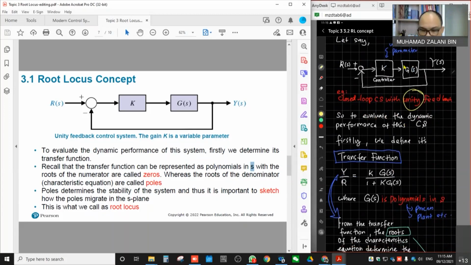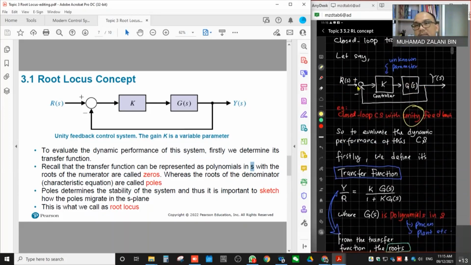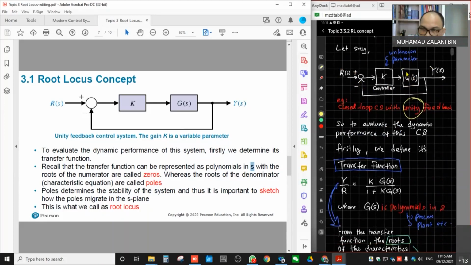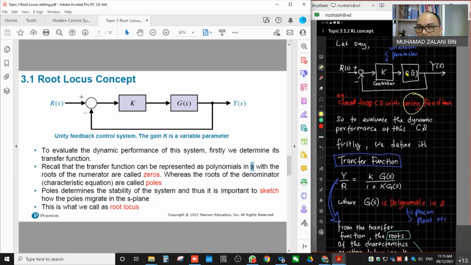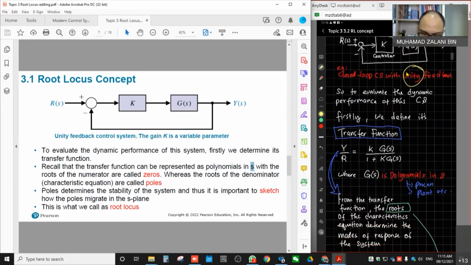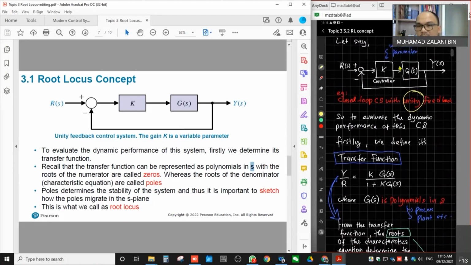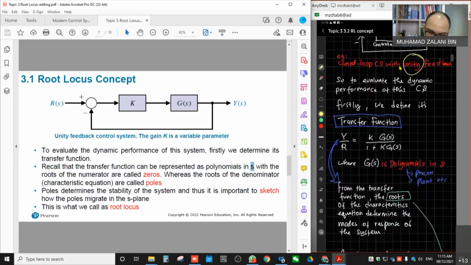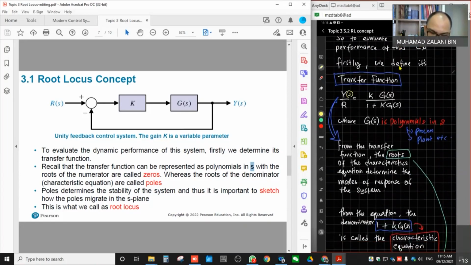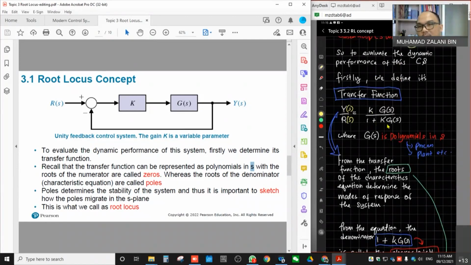Unity feedback is the same as I explained before. So we try to deal with this control block diagram in more detail. Just now I explained it not in much detail. So in more detail we try to describe the concept of the root locus technique. To evaluate the dynamic performance of this control system, firstly we define its transfer function, Y of S over R of S, which equals KG(S) over 1 plus KG(S).